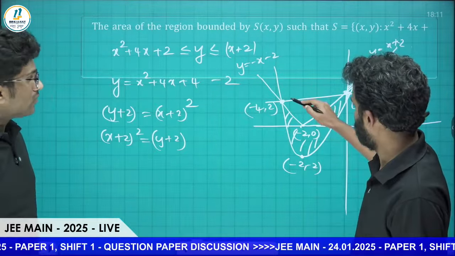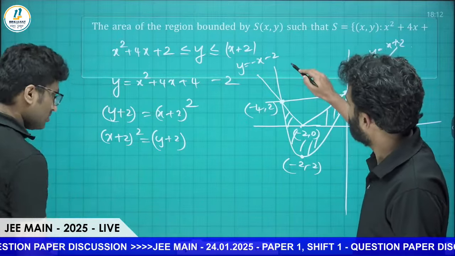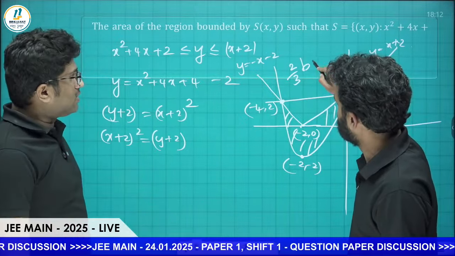Exactly. Then how will you find the area of a parabola like this? So we have a direct formula now, sir. The formula is 2 by 3 times base into height. Right.